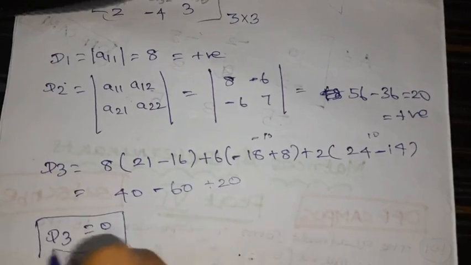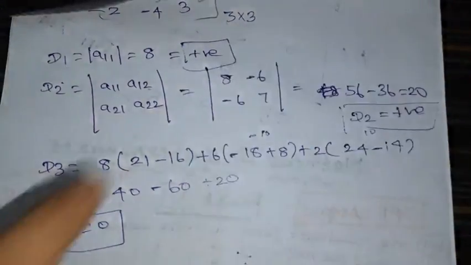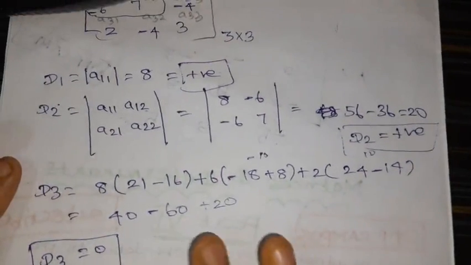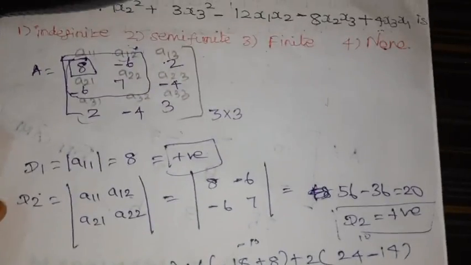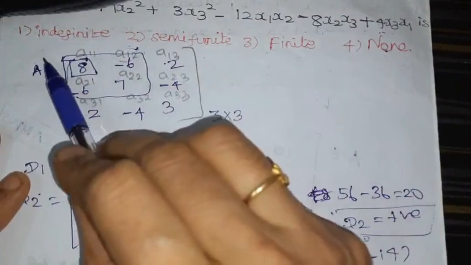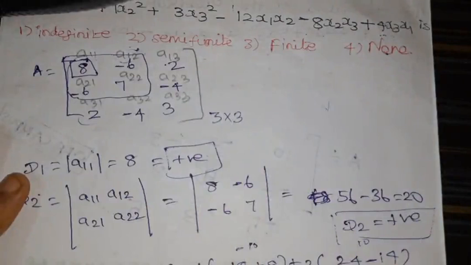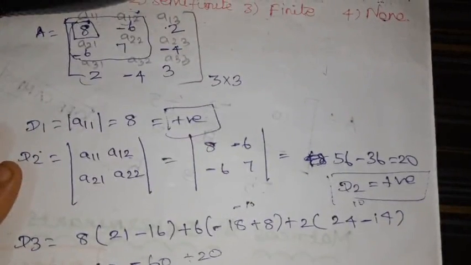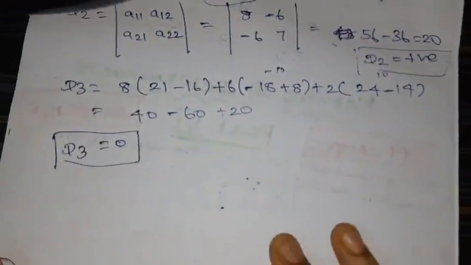So see, D1 is positive and D2 is positive, and D3 is a 0 value. If all are positive and one is a 0 value, that is positive semi-definite. In that equation, they are not mentioning whether it is positive or negative. Whenever 0 comes, with the others positive and one 0 value, that is semi-definite. Okay, semi-definite is the right option.